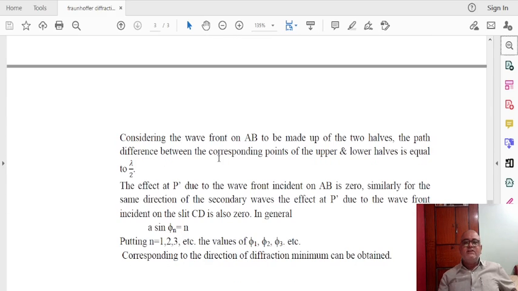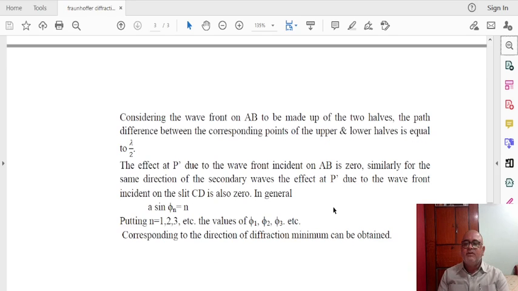Now, considering the wavefront on AB to be made up of two halves, the path difference between the corresponding points of the upper and lower halves is equal to lambda by 2. The effect at P due to the wavefront incident on AB is 0. Similarly, for the same direction of the secondary waves, the effect at P due to the wavefront incident on the slit CE is also 0.